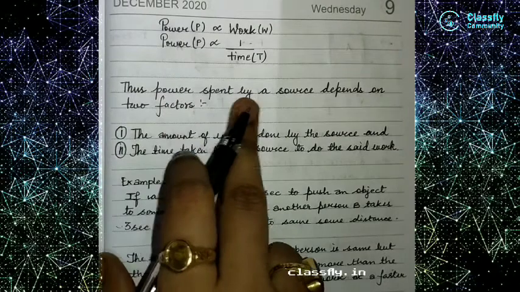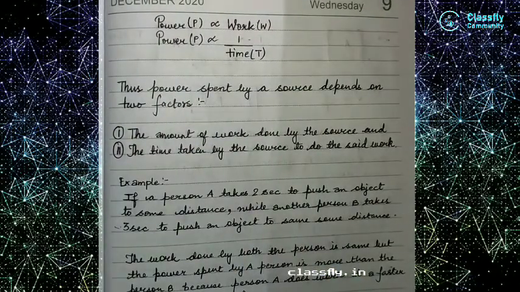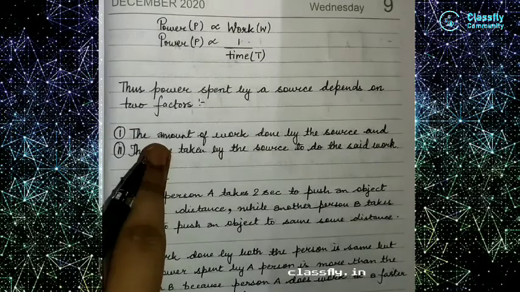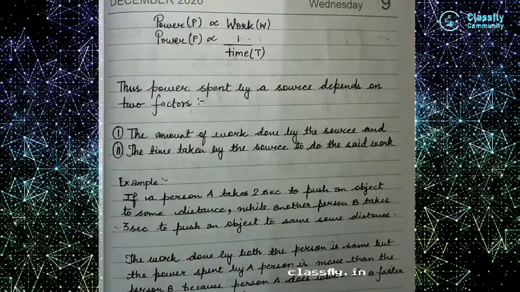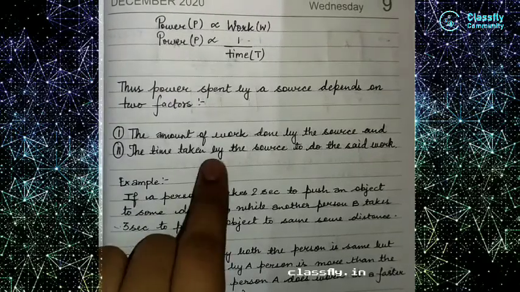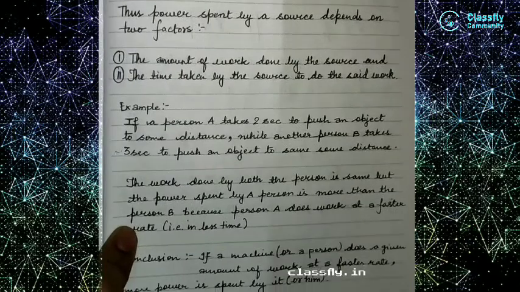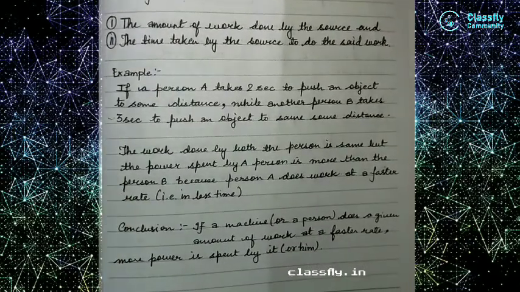Thus, power spent by a source depends on two factors. The first is the amount of work done by the source, and the second is the time taken by the source to complete the whole amount of work. Okay? Now let's take an example.